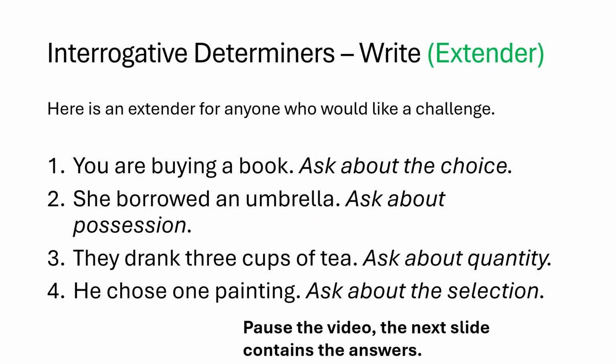Here is an extender for anyone who would like a challenge. Turn the statements into questions with interrogative determiners. 1. You are buying a book. Ask about the choice. 2. She borrowed an umbrella. Ask about possession. 3. They drank 3 cups of tea. Ask about quantity. 4. He chose 1 painting. Ask about the selection. Pause the video. The next slide contains the answers.